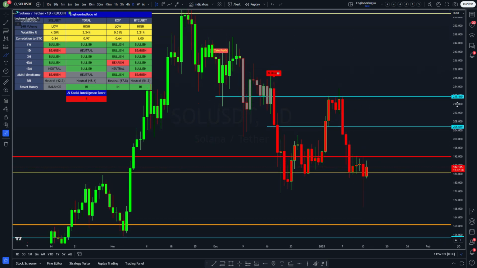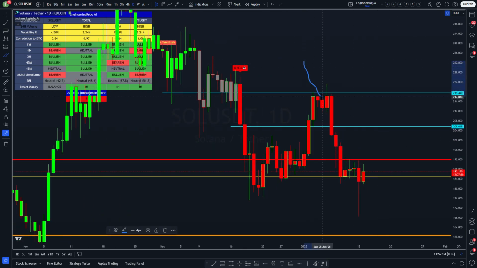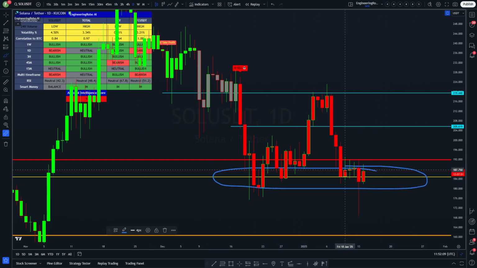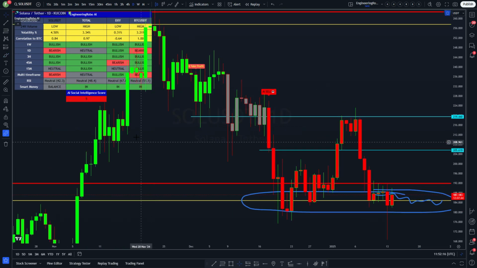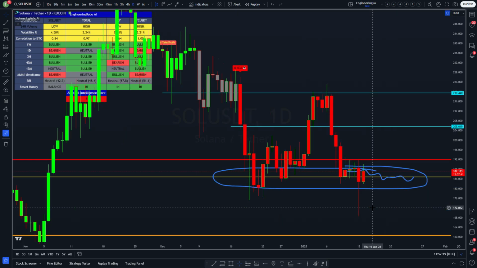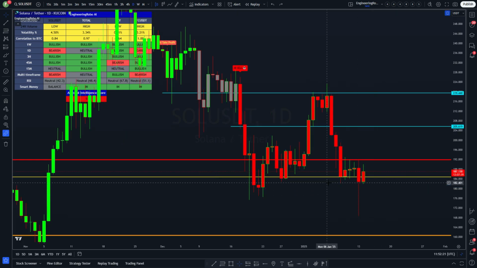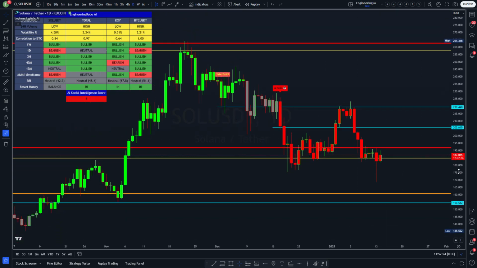The other thing that I would want to be considering is the hold of this support line. If price consolidates here and then we get updates in the social intelligence score and volume, then I'd have more confidence in placing a trade. Another thing that I'll be looking at is the key level around the $160 mark. For me, this is the level that needs to hold according to the trusted EngineeringRobo AI.